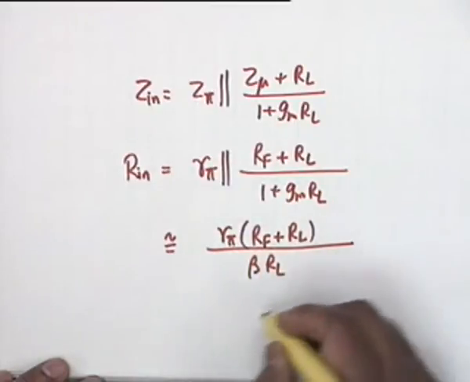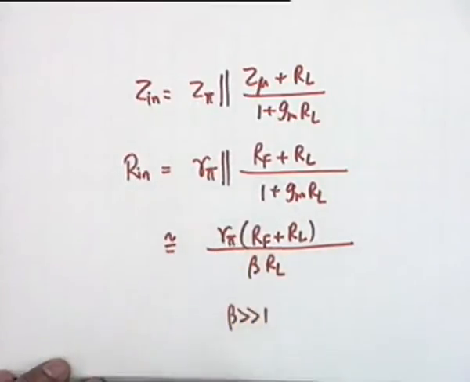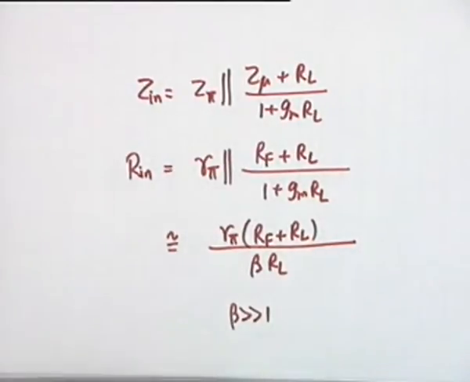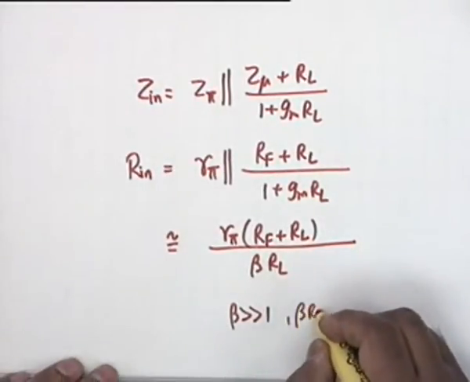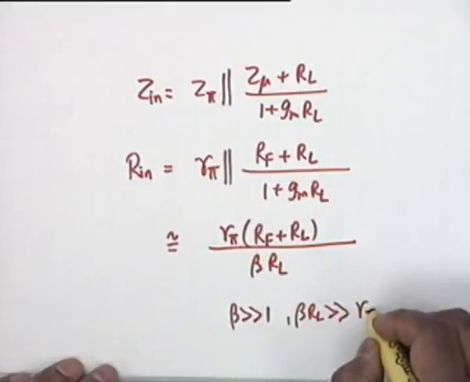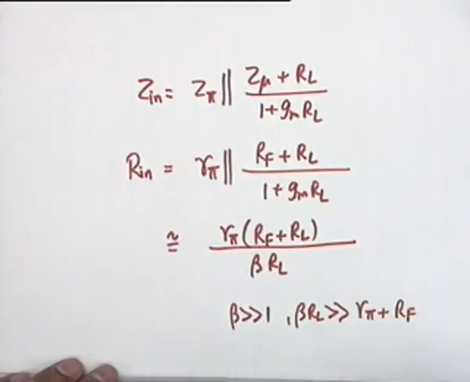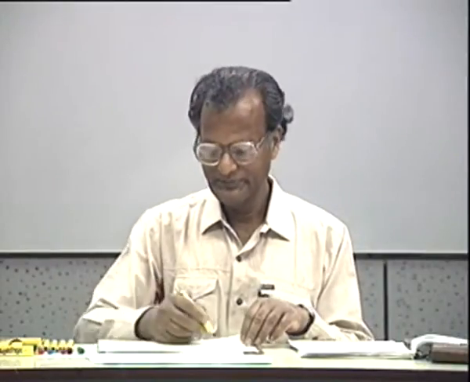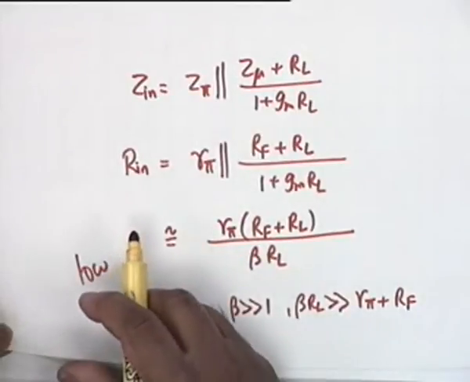Under what condition? Beta much greater than 1, so that beta plus 1 is equal to beta, and the other is that beta RL must be much greater than R pi plus Rf. This is also a low value because of a shunt connection at the input.